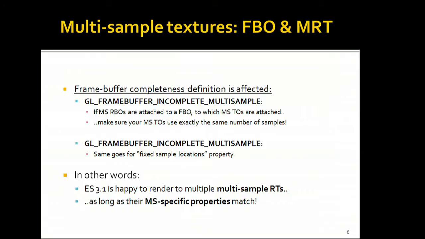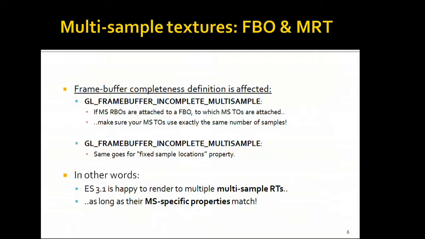So there is a new frame buffer completeness error that refers to two different situations. The first way you can get a GL frame buffer incomplete multi-sample error is if you attach multiple textures or render buffers to an FBO, but some are single sampled and some are multi-sampled, or they use a different amount of samples. This is not possible in OpenGL ES 3.1.